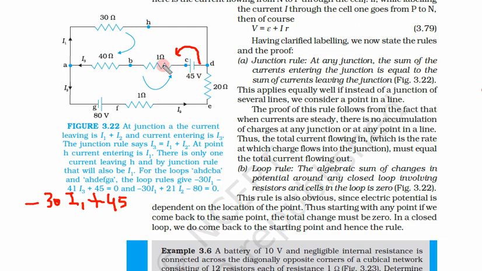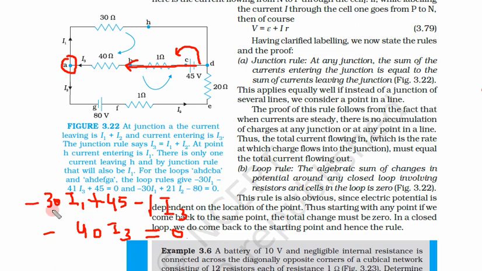Now we see a resistor and the current is going in the same direction. We are also moving in this direction, and current is going in the same direction. So minus 1 I3, because the current here is also I3. Now the next resistance is 40 ohm. We are moving in the same direction, current is moving in the same direction, so minus 40 I3. This must be equal to 0 because we have again reached point A.